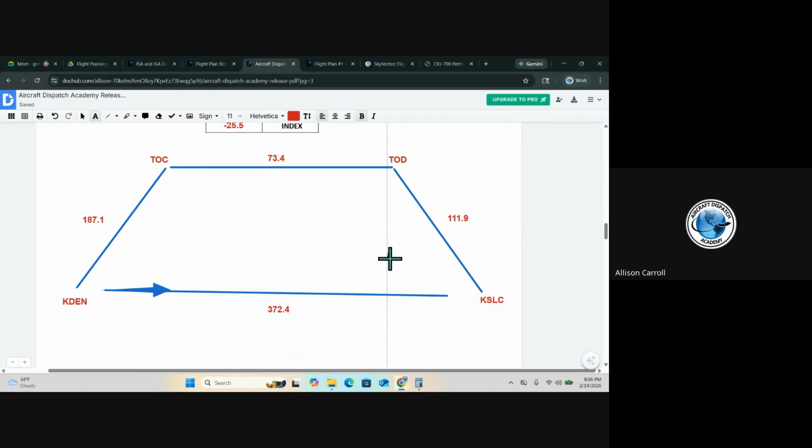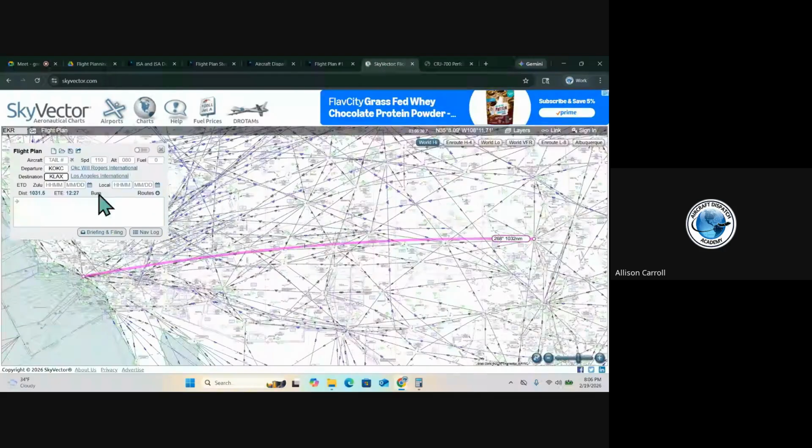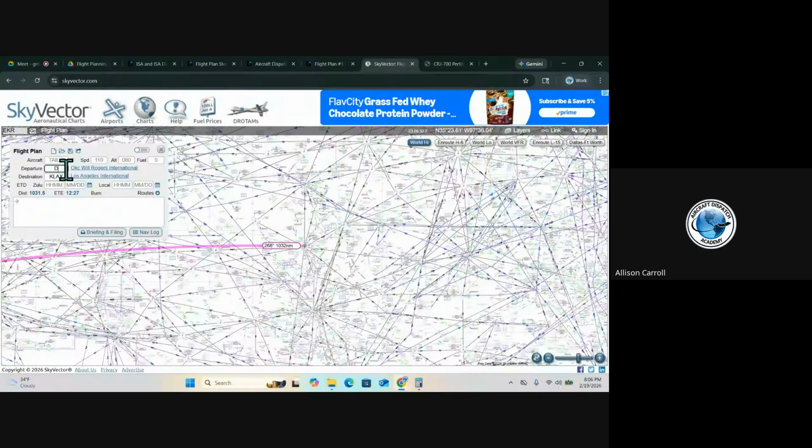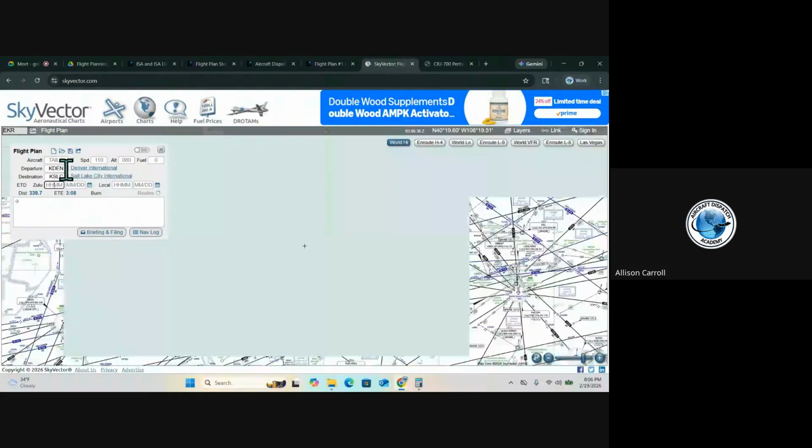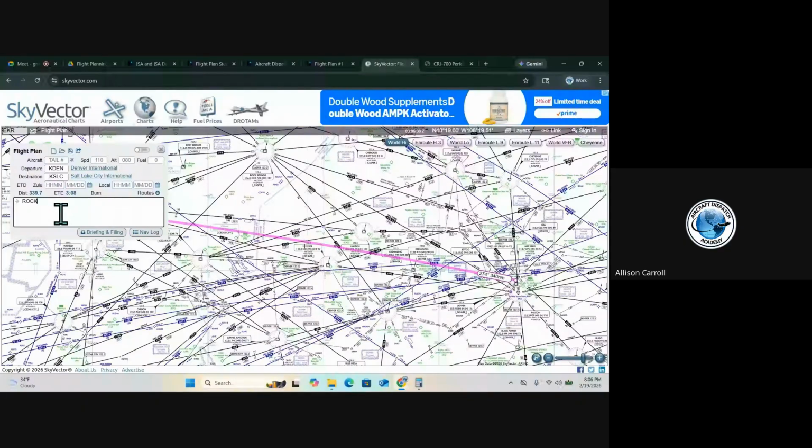No, it doesn't. We have to figure out where top of climb and top of descent are in reference to Meeker. So let me put in the route again really quick. I think it was the Rocky 6. Yep.